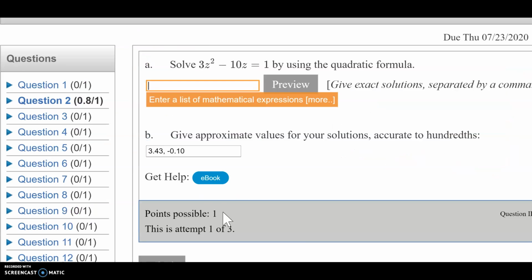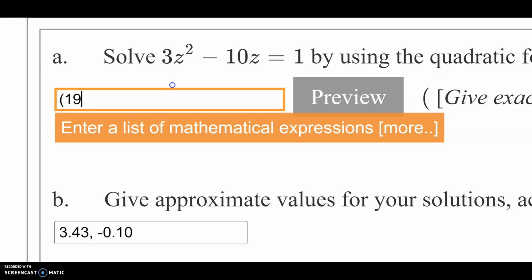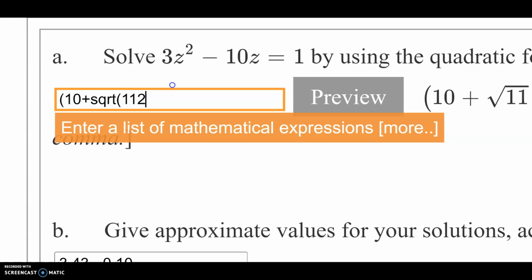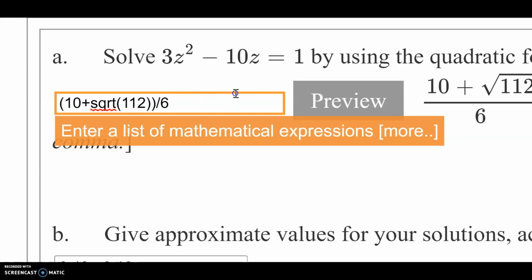All right, so let's just type that in right there. So parentheses, let me zoom in this a little bit more so you can see this a little more clearly. So 10 plus square root 112, and then another parentheses, and then divided by 6. Now notice that on the side, when you type something in, the computer displays how it interprets it. So it's interpreting it correctly, 10 plus square root 112 divided by 6, and then comma, and then 10 minus square root of 112, parentheses, divided by 6.